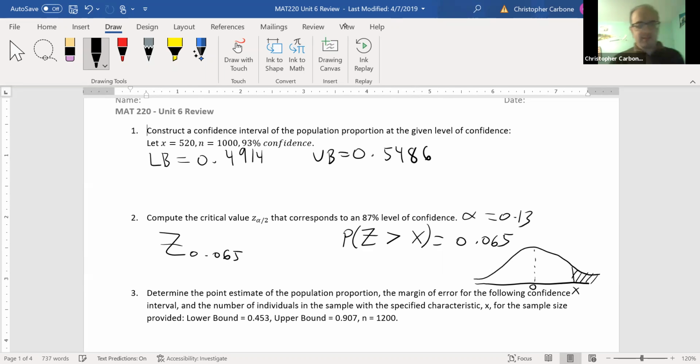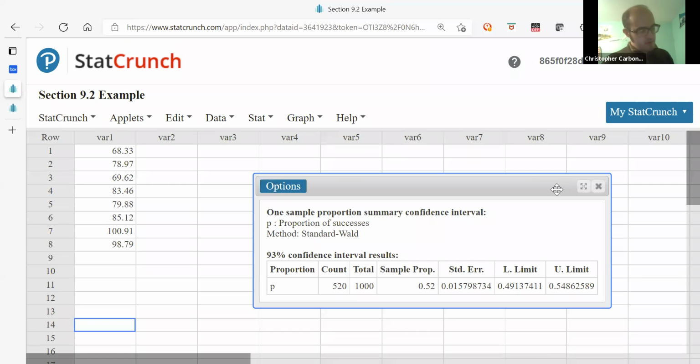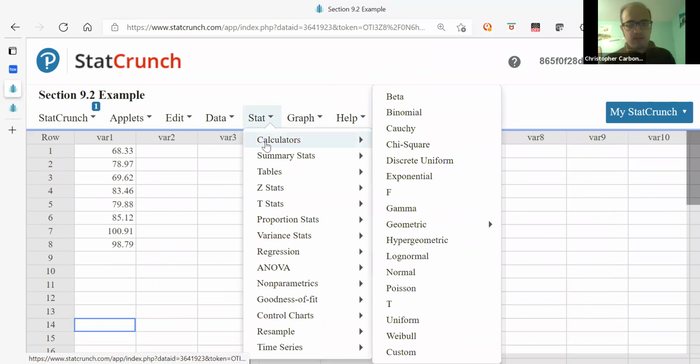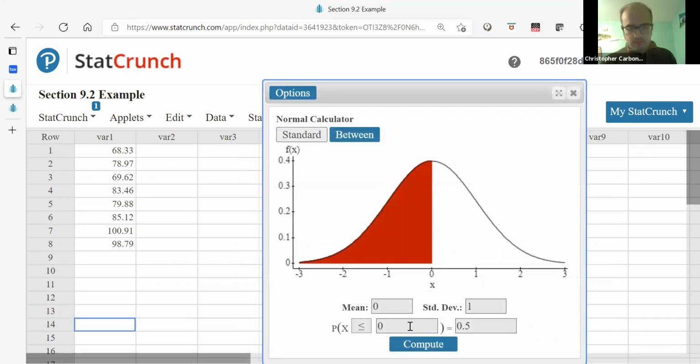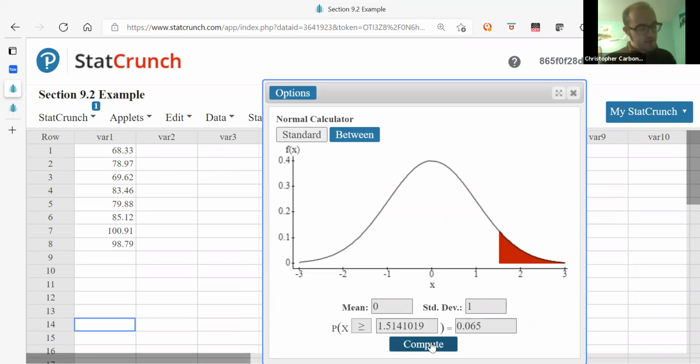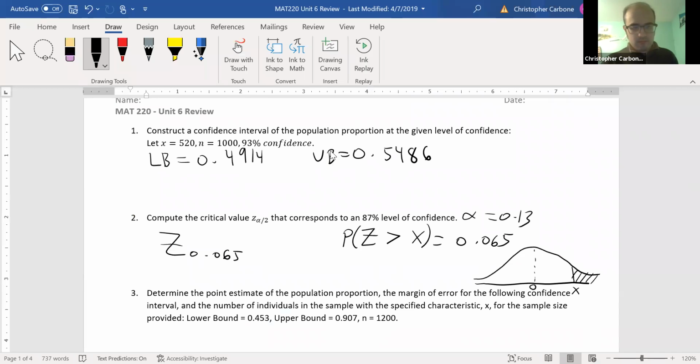So to do that in StatCrunch, we are going to go to Stat, Calculators, and then Normal. We are going to change this to a greater than and put 0.065 to the right of the equal sign. Doing so gives us a value that rounds to be about 1.51 for that particular z-score.